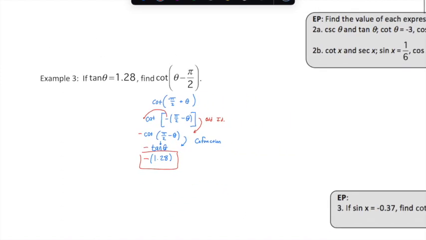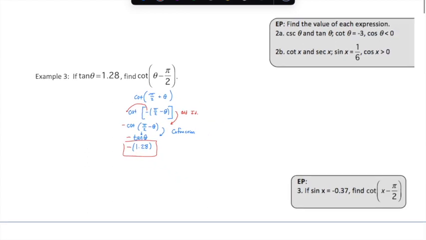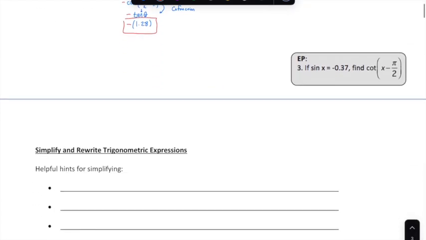So that is that type of problem. I think there's 2 on the homework tonight like that. Now coming up here on this next page, this is the kind of meat and potatoes of the lesson here. This is kind of the big stuff here. It's what y'all will struggle with a little bit.